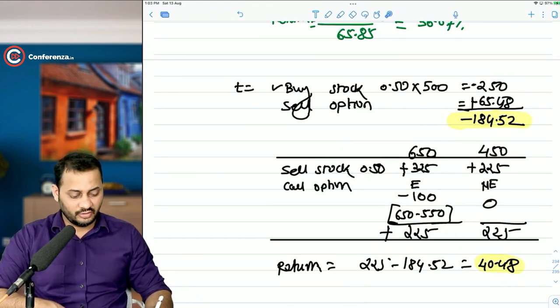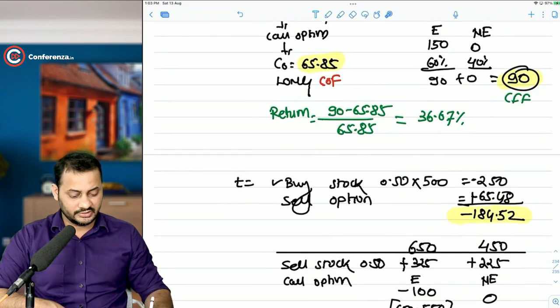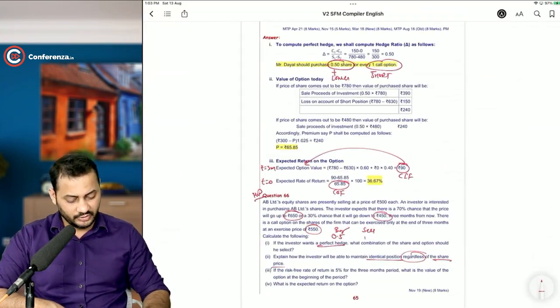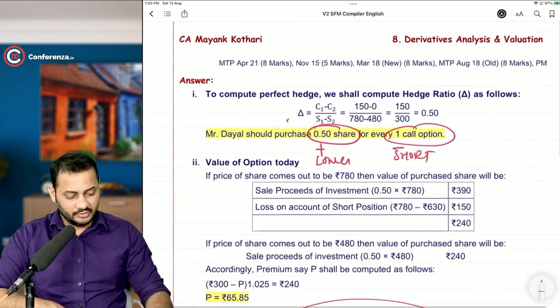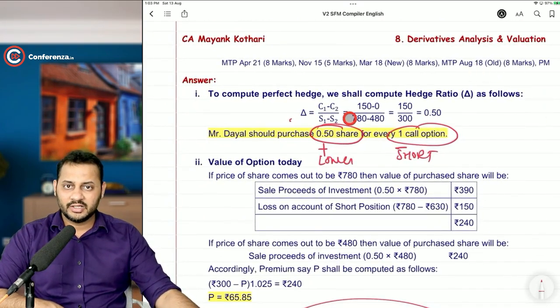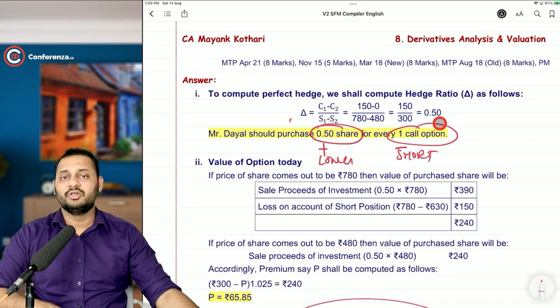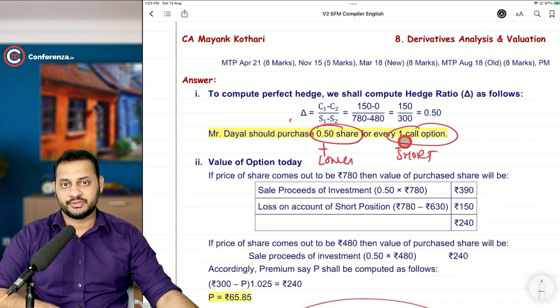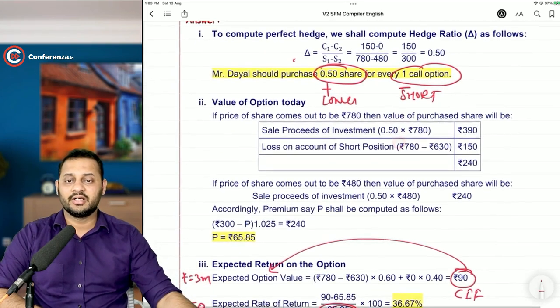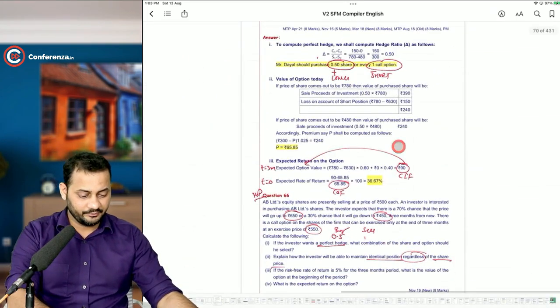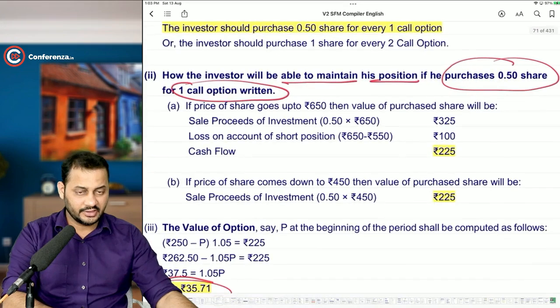Understand? You bought the stock, and all of this came from the simple formula of delta. You first calculated the delta and you found that in order to create a perfect hedging situation, you need to buy 0.50 stock for every one call option. So if you buy the stock and write the call option, you have to do it in this combination, and this combination has ensured that you get the same cash flow at expiry, that is 225.